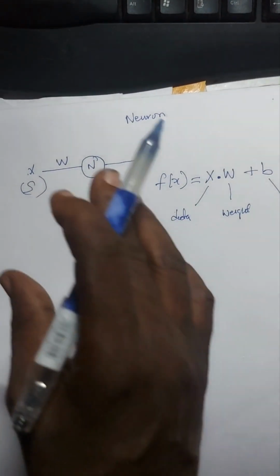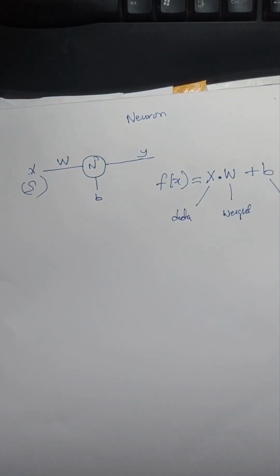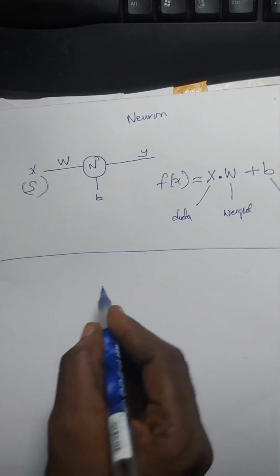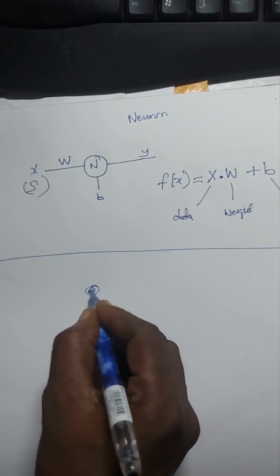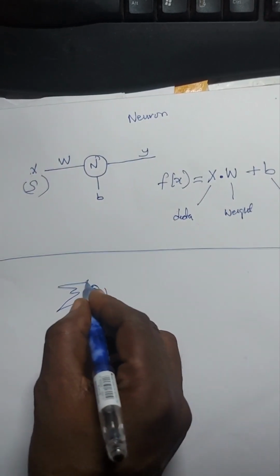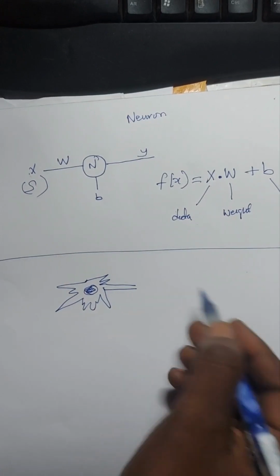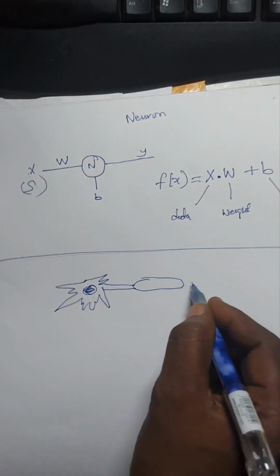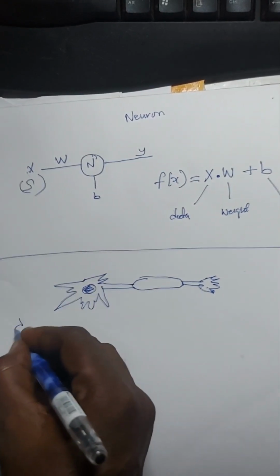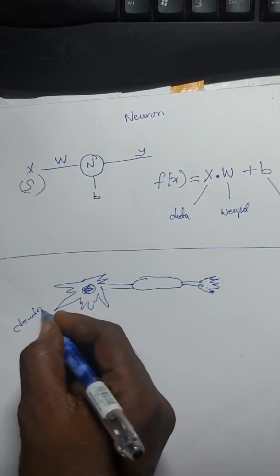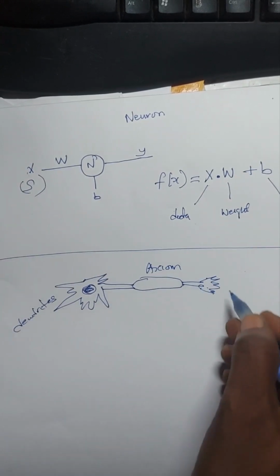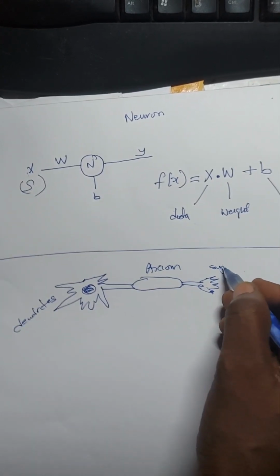But before we go into detail of how this functions, let's look at what a neuron in a biological brain looks like. A biological brain has a cell that is surrounded with a dendrite. Excuse my diagram. A dendrite, and then you have the axon, and then I think this is the synapses.